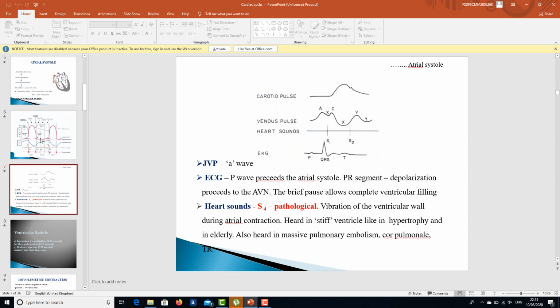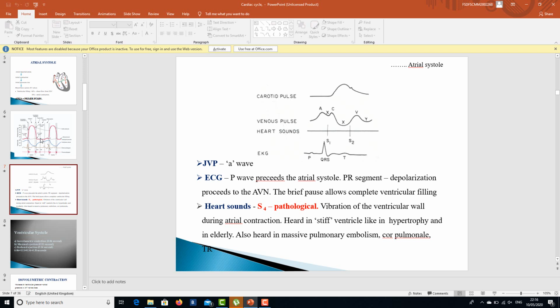Now let's talk about this atrial systole. P wave is preceding the atrial systole, and the PR segment is actually the depolarization proceeding to the ventricles. The brief pause allows the complete ventricular filling.